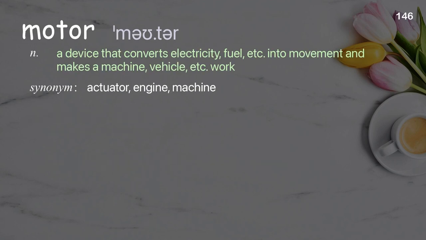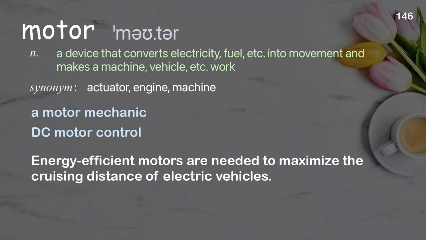Motor. A device that converts electricity, fuel, etc. into movement and makes a machine, vehicle, etc. work. Examples. A motor mechanic. DC motor control. Energy-efficient motors are needed to maximize the cruising distance of electric vehicles.